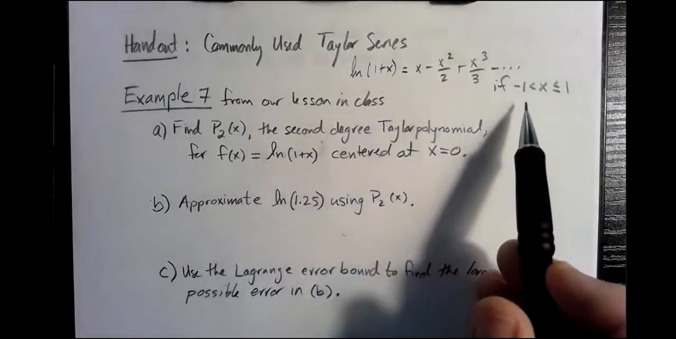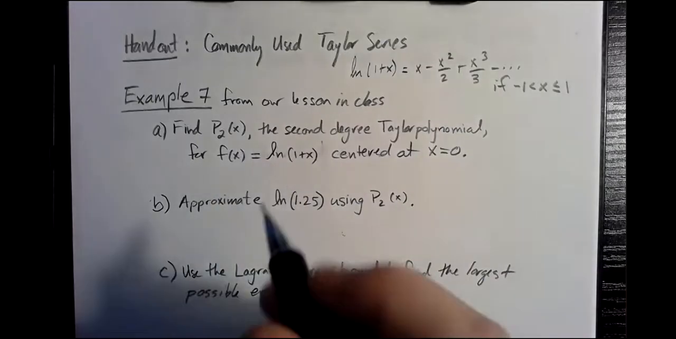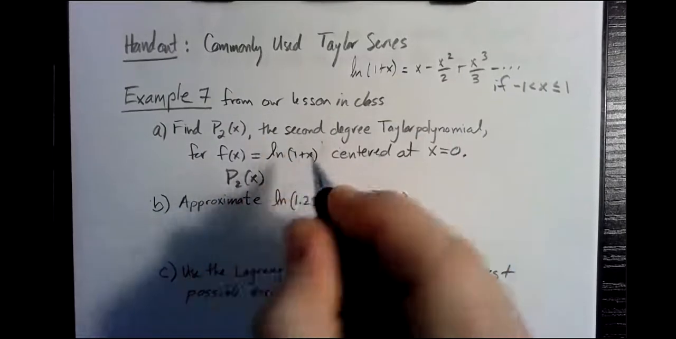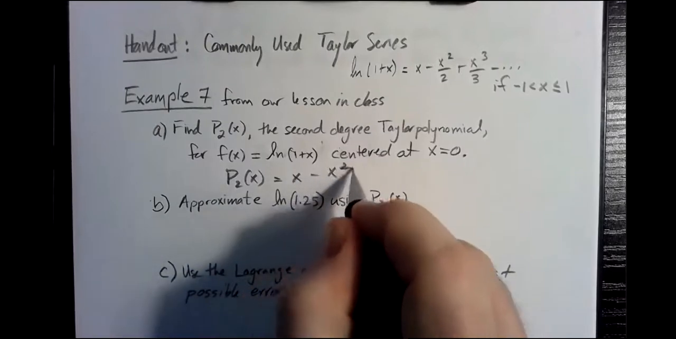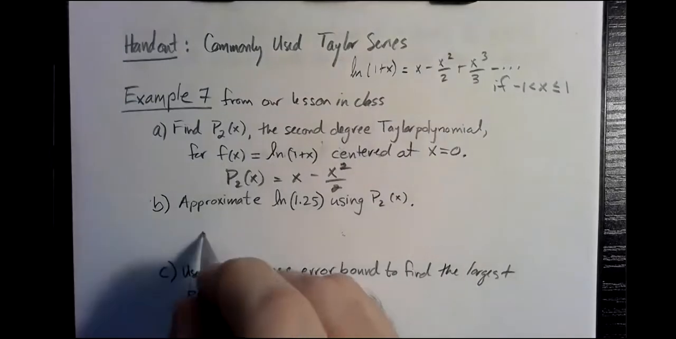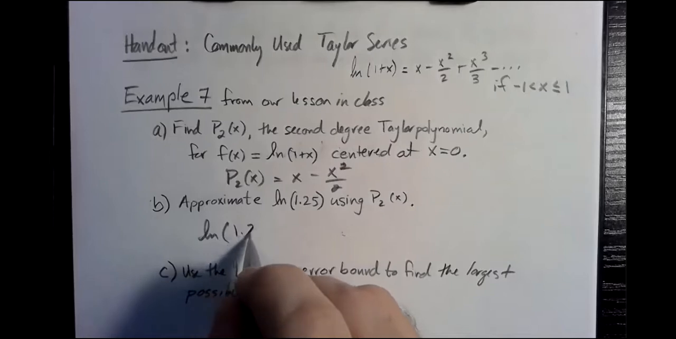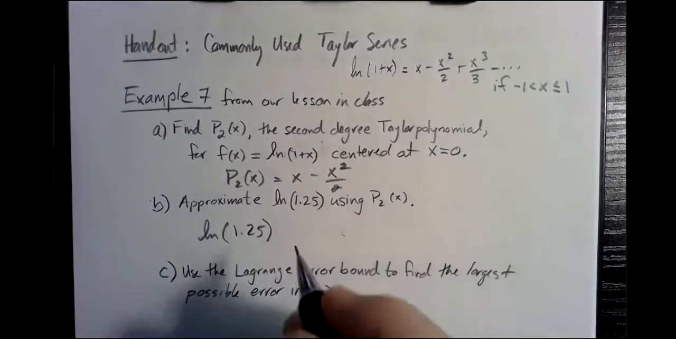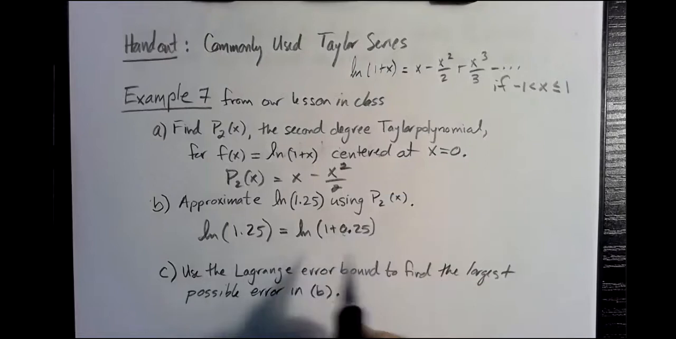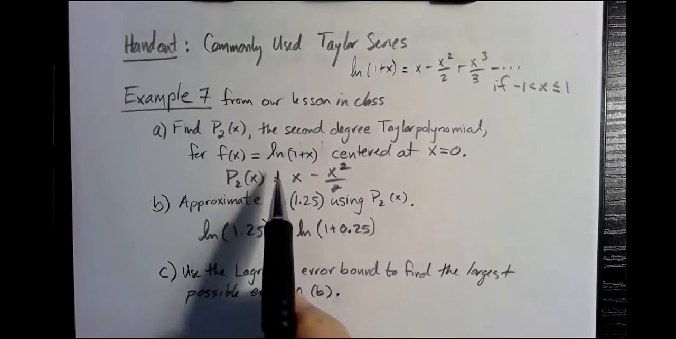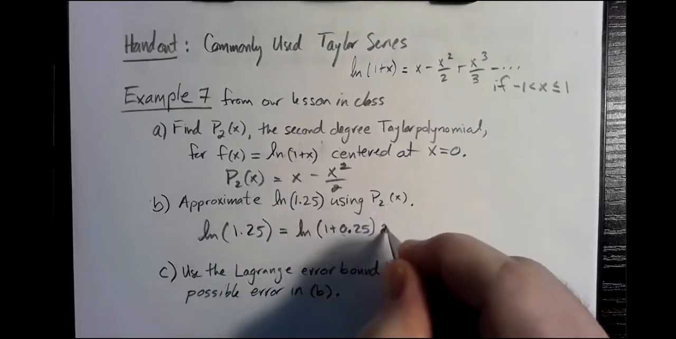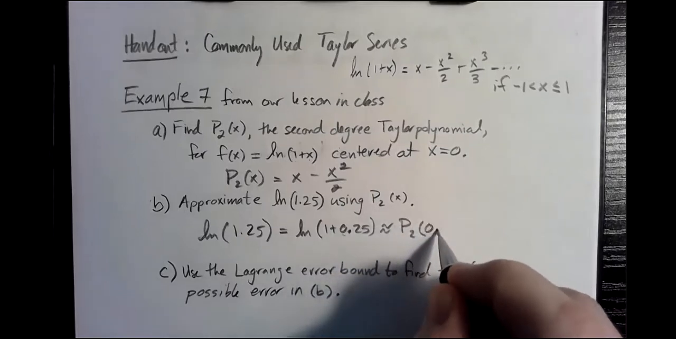Well, based upon our formula here, if we want P2, the second degree approximation, P2 of x would just be x minus x squared divided by 2, just the first two terms up to the second degree, which we can then use to approximate the natural log of 1.25. Well, notice that that is the natural log of 1 plus 0.25. That puts it in the form for which our f of x can be used. Natural log of 1 plus x, so 1.25 is 1 plus 0.25. So we're going to approximate that with P2 of 0.25.